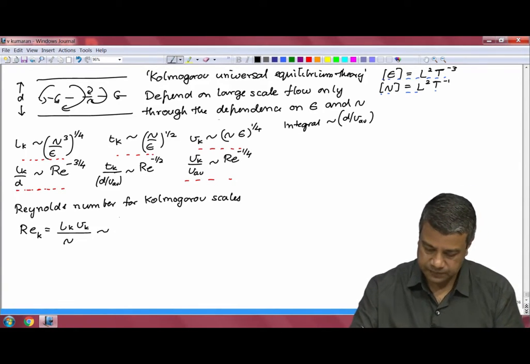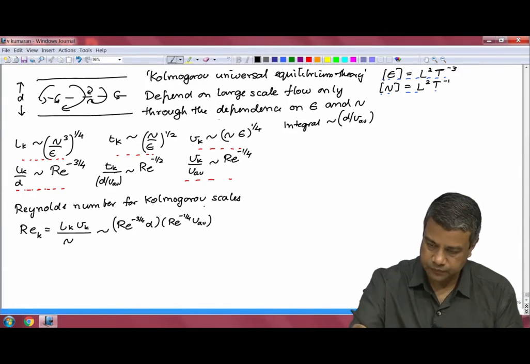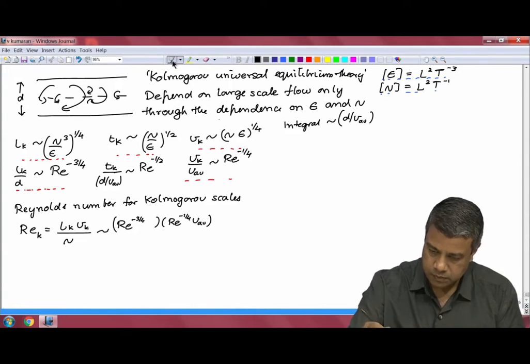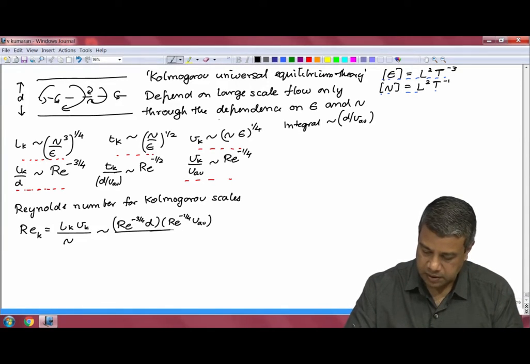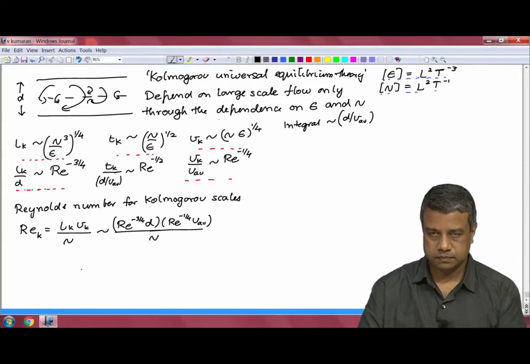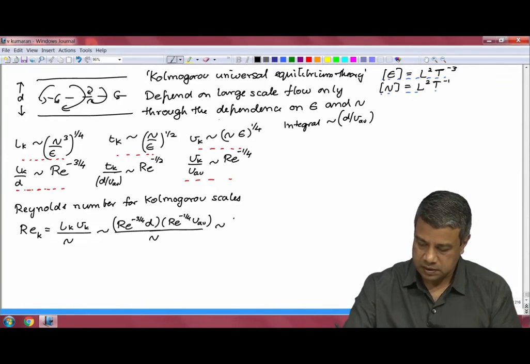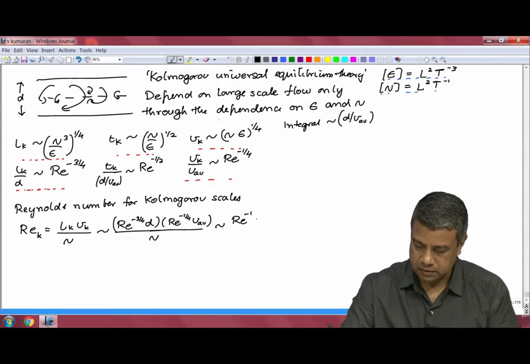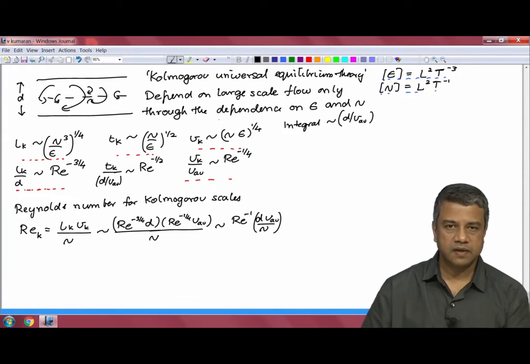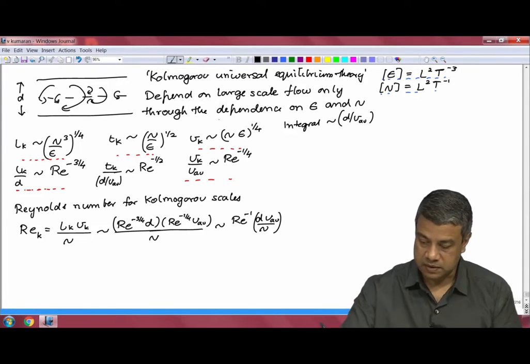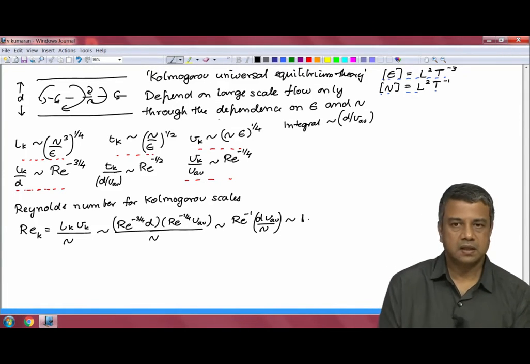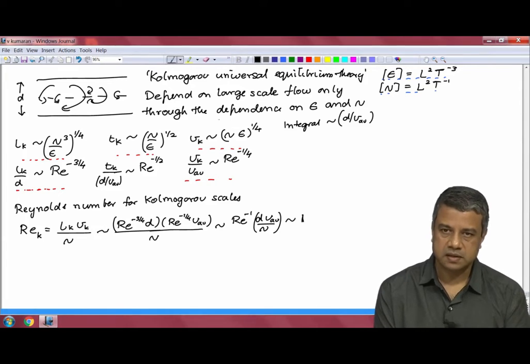Okay. So, this is Re to the power minus 3/4 times D into Re to the power minus 1/4 into the average velocity, divided by nu, which goes as Re to the power minus 1 into D V average by nu. D into V average by nu is the Reynolds number. So, this basically goes as 1. The Reynolds number for the smallest scale eddies is of order 1.